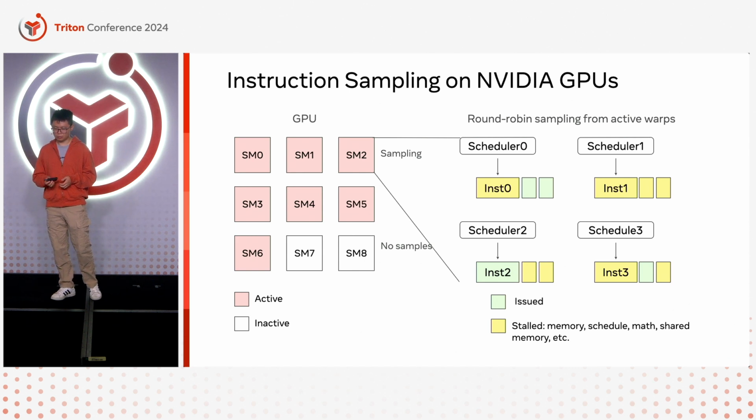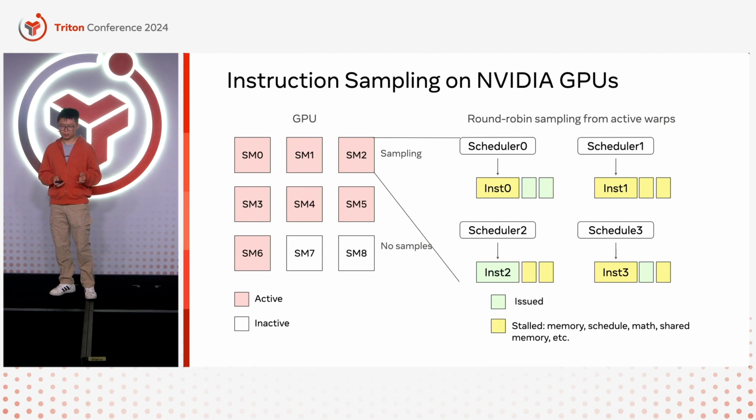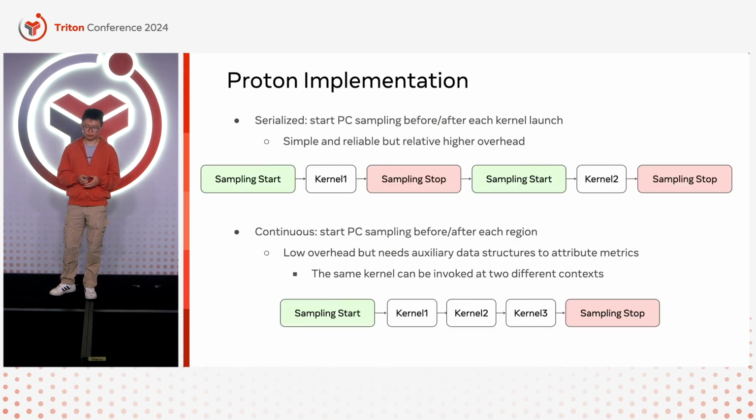And each sample collected could be in 2 states. It could be issued, which means the instruction is not stalled. But the instruction could be stalled for many reasons. For example, it's waiting for a global memory load to finish, it's waiting for other instructions to be scheduled, or it's waiting for some mathematical pipeline or shared memory latency. Using these stall reasons, you can look back at your code and check what's going wrong there to optimize your code.